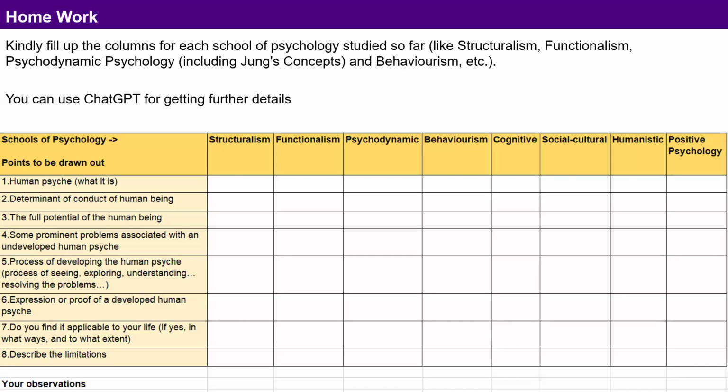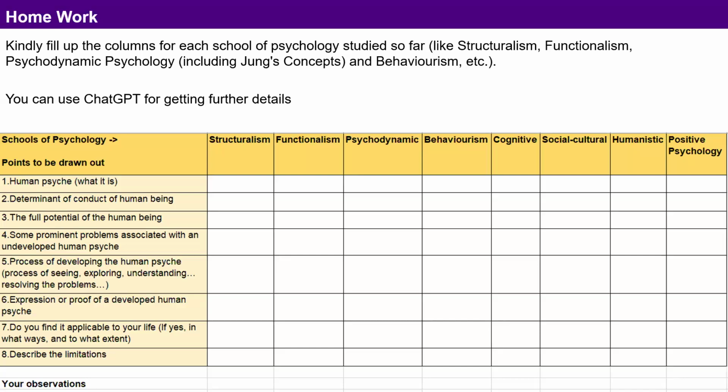Then what are the abnormalities or the problems they are targeting, that they are trying to study? Then what would be the process of developing the human psyche? So from the current state, going to the coveted state, what would be the process to go ahead? Has the psychologist even talked about it? If yes, then what would be the way propounded by him? What is the way suggested by him?